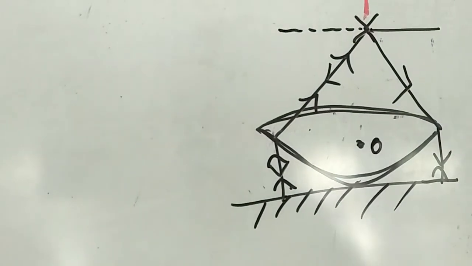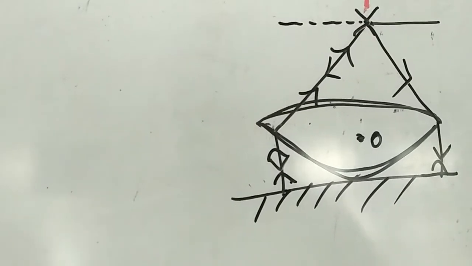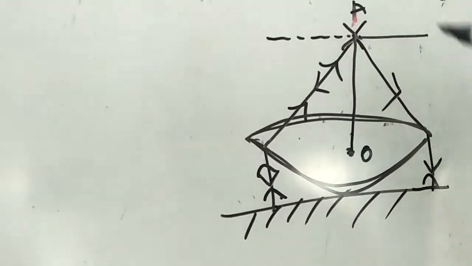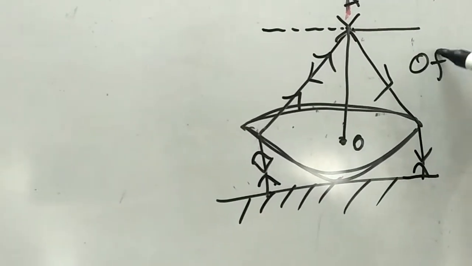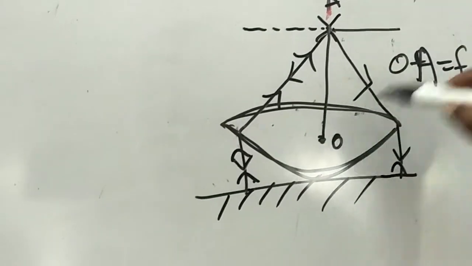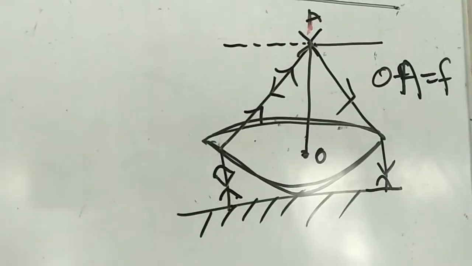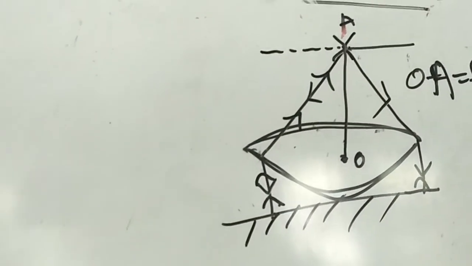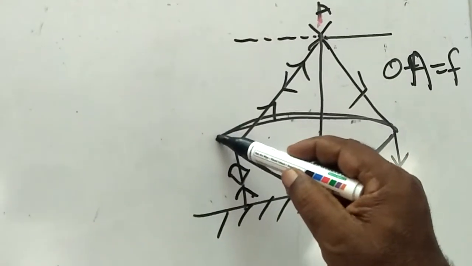So let us take O as the optic center of the lens, which is a very thin lens. Let us take this point A. So this OA will represent the focal length of the lens. So directly by measuring OA, we can calculate the focal length of the lens. Suppose you want to calculate the refractive index of water, then put some droplets of water here.